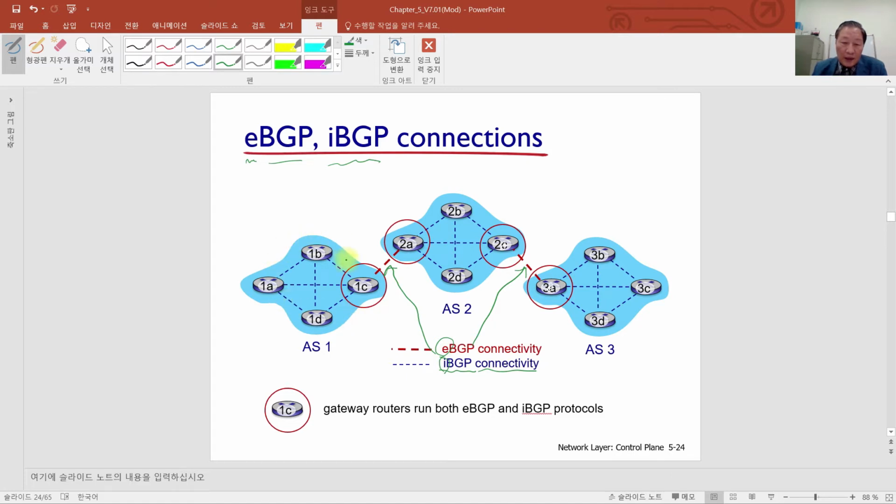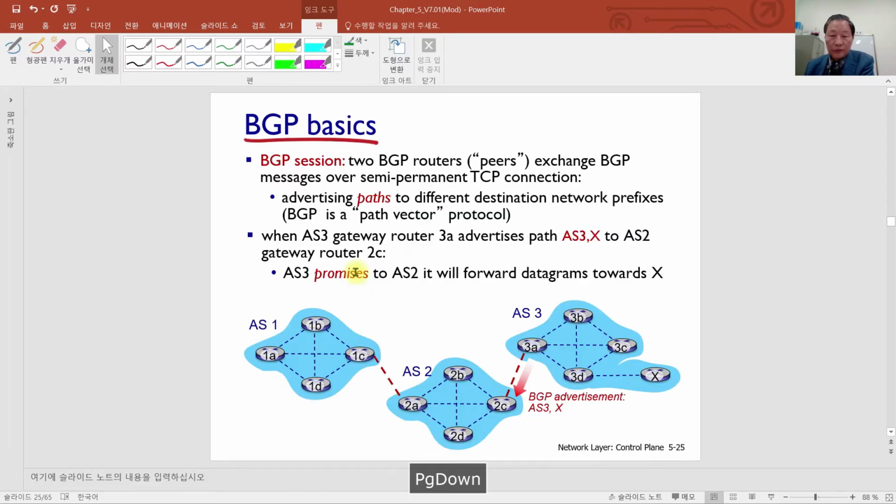here, inside. That reachability information will be used to advertise or propagate to other routers to update that forwarding table. This ONC here, ONC is here. These gateway routers run both eBGP and iBGP. You can see this line. This one can run this eBGP, this eBGP, and this is iBGP. Both of them, this one is running.